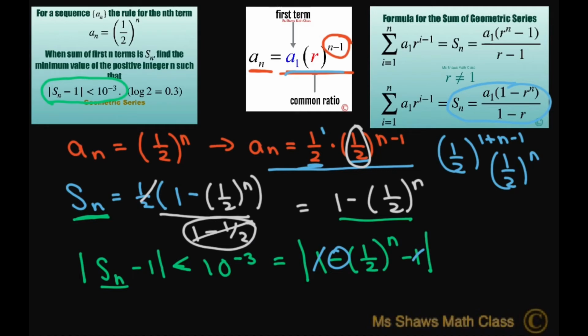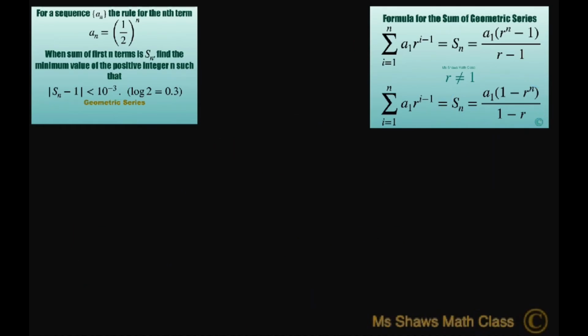So basically what we're going to get is, when you take the absolute value of this, you get 1/2 to the power of n is less than 10 to the power of negative 3. So I made that a positive, and the ones canceled out. So let's continue on, and I'll write that down again. So we have 1/2 to the power of n is less than 10 to the power of negative 3.